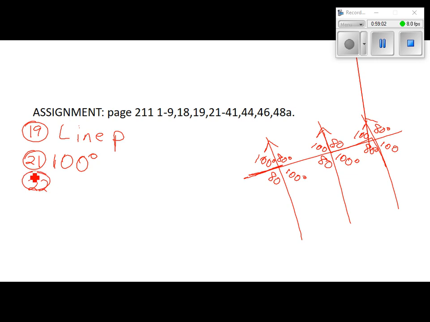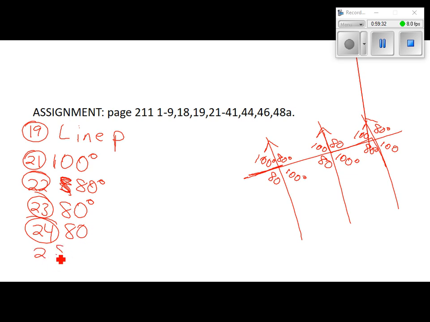22 says angle 6. Cooper, what did we say angle 6 was? 80. 23 says angle 8. 80? 24. 80? And 25. Clifton, 100?